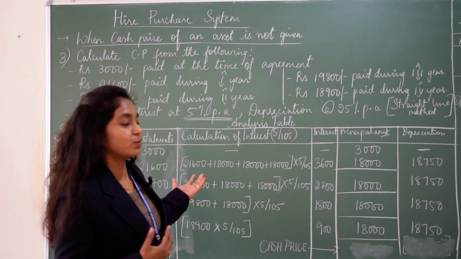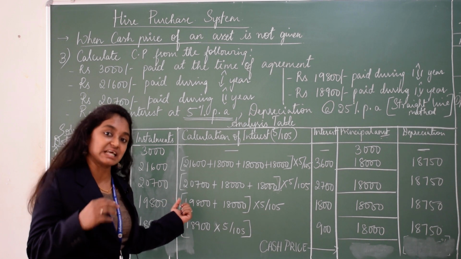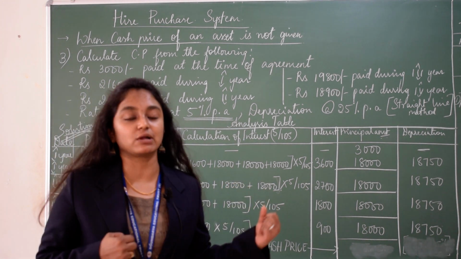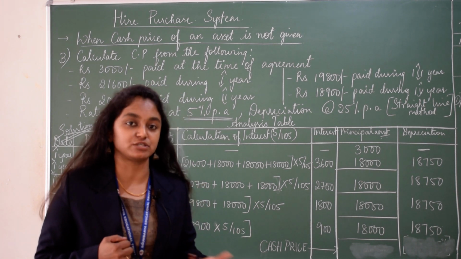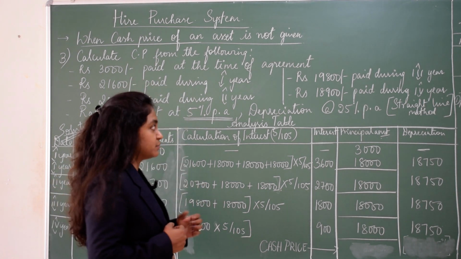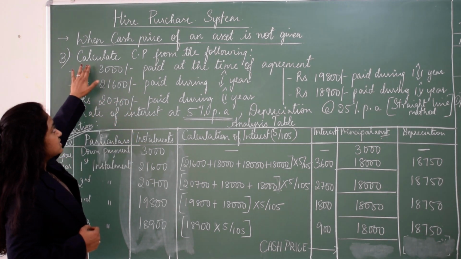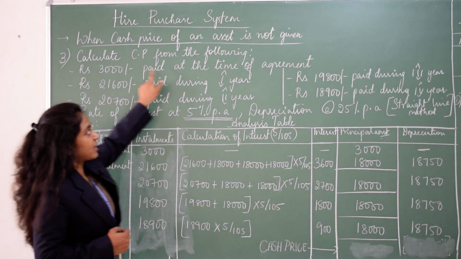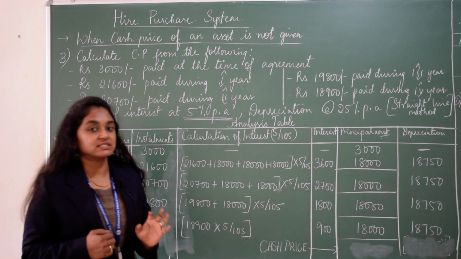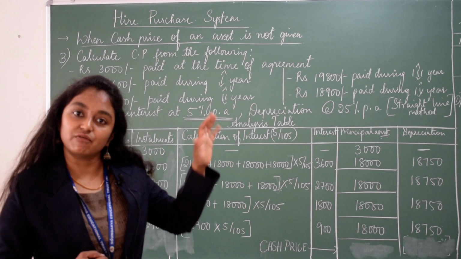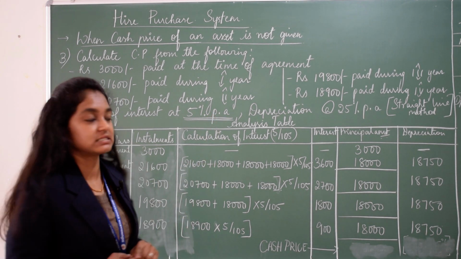So, that amount will not be given in the question. In such cases or with such instances, how do we calculate the cash price of an asset becomes an important adjustment here. So, this is how the question goes on. The question starts from calculate cash price from the following. So, in the first statement itself they are directly asking you to calculate the cash price from the following given details.